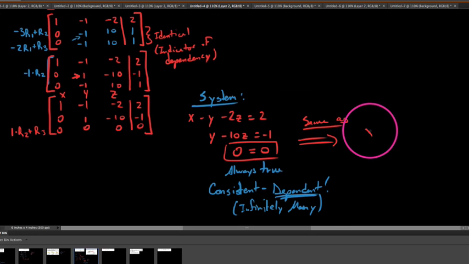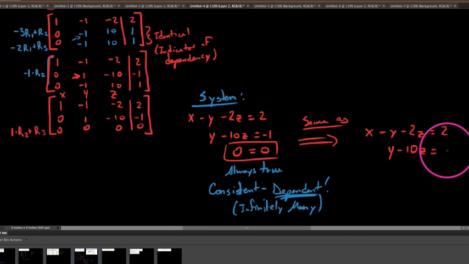The same as x minus y minus 2z equals 2, and y minus 10z equals negative 1. These two systems, that is to say, if we were to just ditch this right here, would essentially be the same thing.